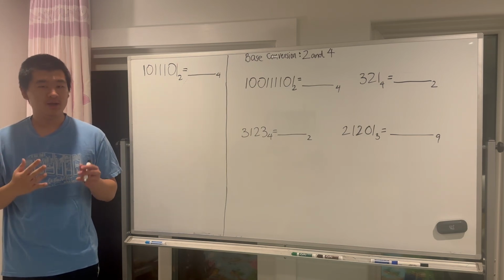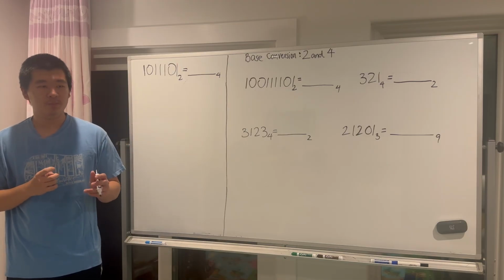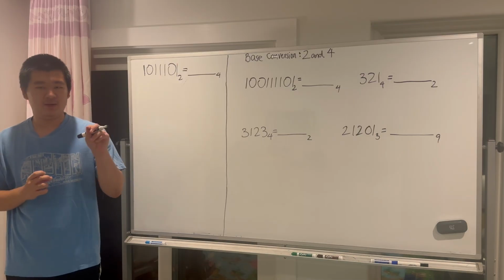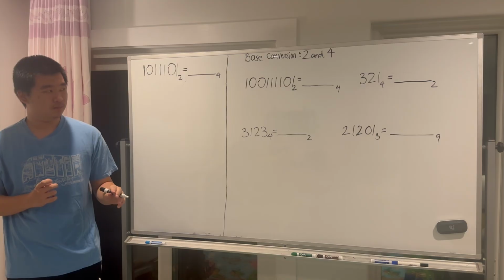In this video, we're going to keep talking about base conversion, but this is going to be a very special case. We're going to learn how to convert from base 2 to base 4 and base 4 to base 2 without using base 10 as an intermediary at all.